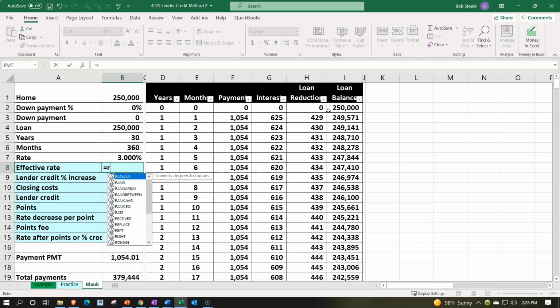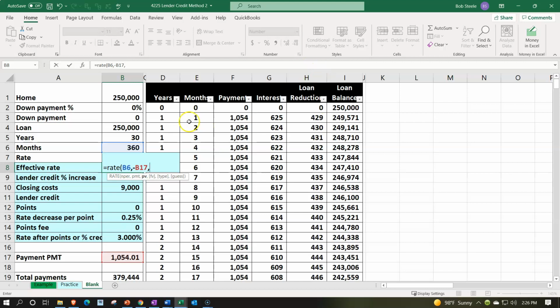This is going to be equal to the rate, brackets. We're going to take the number of periods, which is going to be 360, comma. You need a negative on the payment. The payment's going to be the 1,054.01 calculated down below, comma. The present value is usually the loan amount. And that's what we got. We received the loan, in essence. We can imagine getting the money and then paying it to the lender, so to the seller.